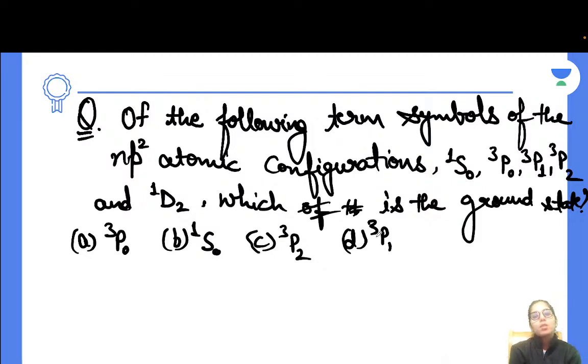Of the following term symbols of the np2 atomic configuration, 1S0, 3P0, 3P1, 3P2 and 1D2, which is the ground state? So basically p2 is what? Less than half filled case, because in p orbital we can have a maximum of 6 electrons, but right now it's 2, which is less than half filled. So in that case, what will happen? You will be considering the lowest J value will have the lowest energy.